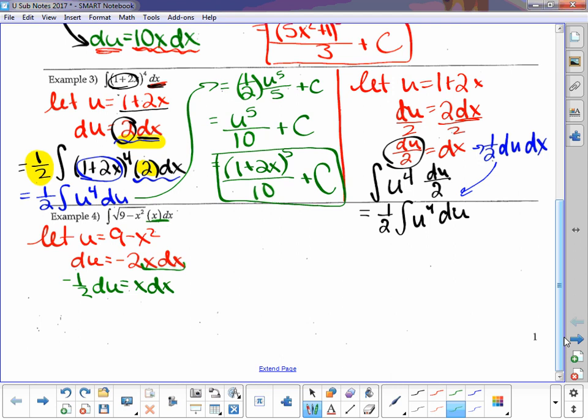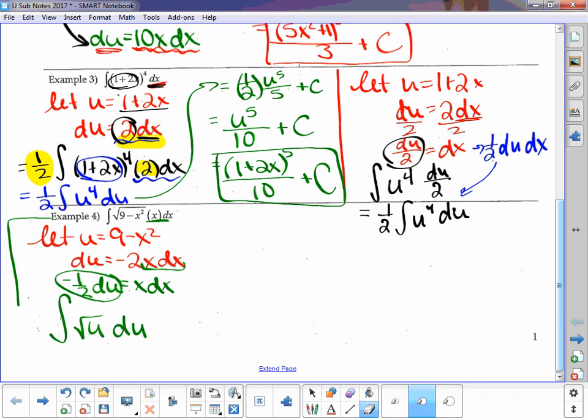Alright, so now I can go ahead and rewrite that integral. This becomes square root of u, and x dx is just negative 1/2 du. So I'm going to go ahead and pull out that negative 1/2 so I don't have to mess with it. Are we good with that? Alright, go ahead and integrate that. See what you get.